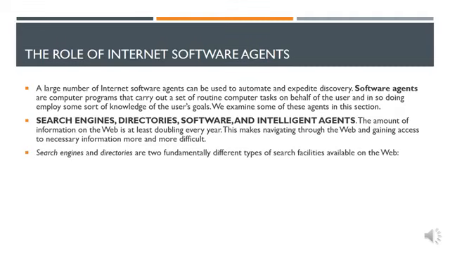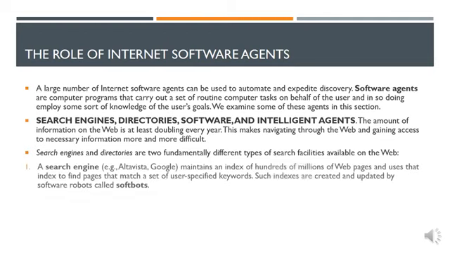Search engines and directories are two fundamentally different types of search facilities available on the web. A search engine, for example AltaVista or Google, maintains an index of hundreds of millions of web pages and uses that index to find pages that match a set of user-specified keywords. Such indexes are created and updated by software robots called softbots.